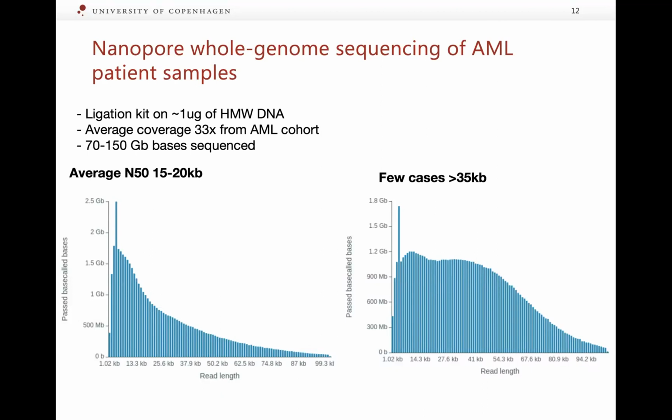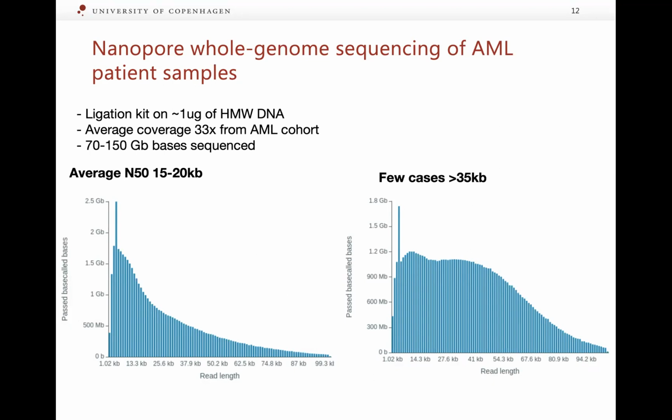What are we getting? One of the critical issues with nanopore sequencing is that you need quite a lot of DNA, as you probably will know. We can go down to 0.5 microgram. That's the lowest limit right now, unless you use PCR amplification. So we're getting an average of 30x coverage from the cohort and quite nice output.